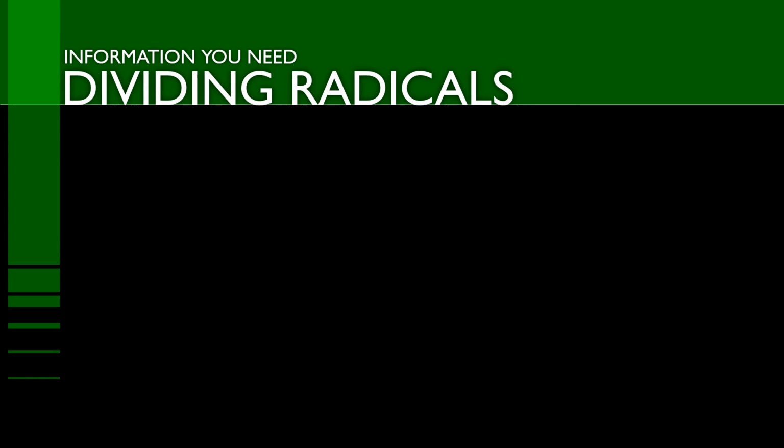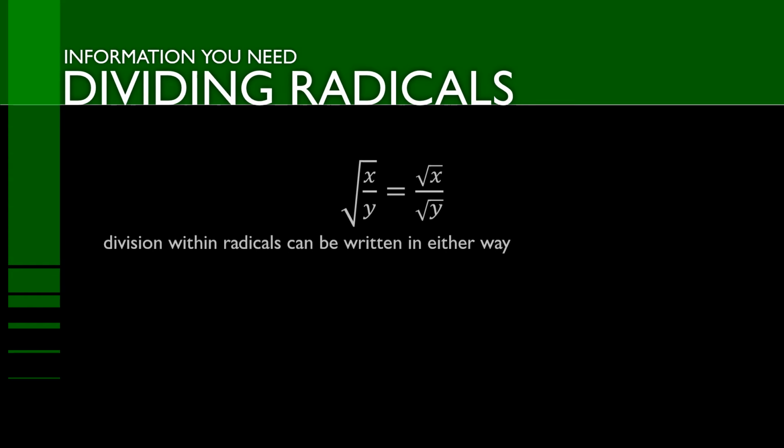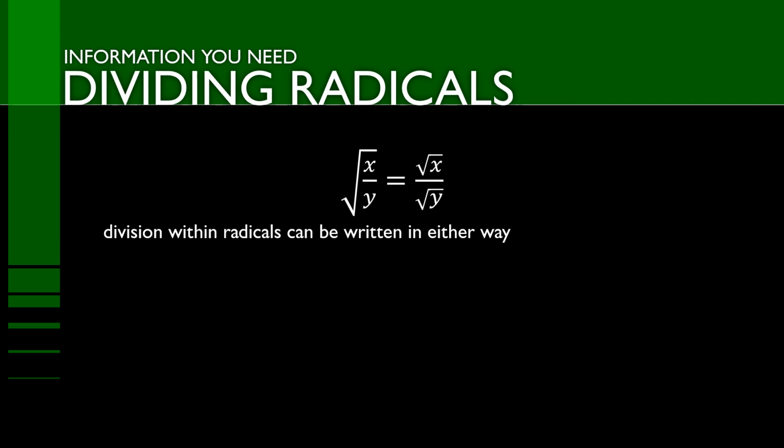Now a little bit more information that you're going to need when dividing radicals. We can look at division of radicals in one of two ways. We can either look at it as a division problem located underneath a radical, where we have the square root of x over y, or you can change that into two separate radicals in one fraction problem: the square root of x over the square root of y. You can do it either way, and you can change it from the single radical to the two radicals, or from the two radicals to the one radical, depending on what's going to be best for you in solving a problem.